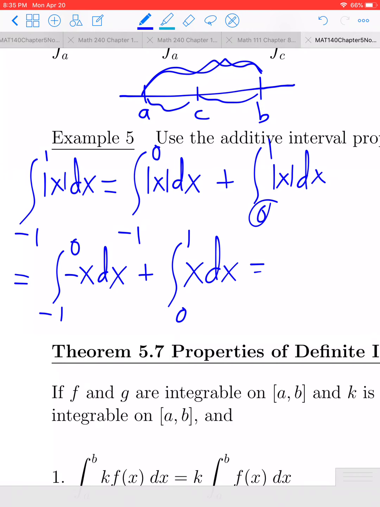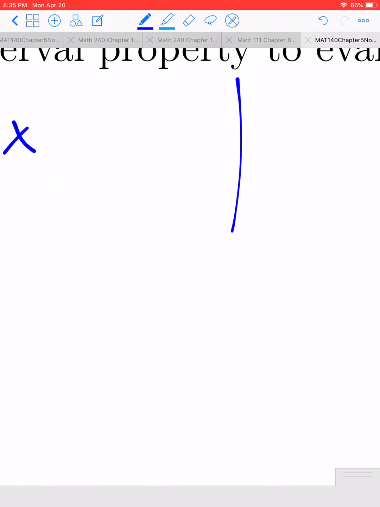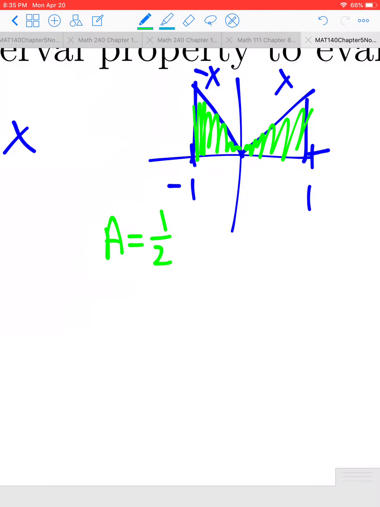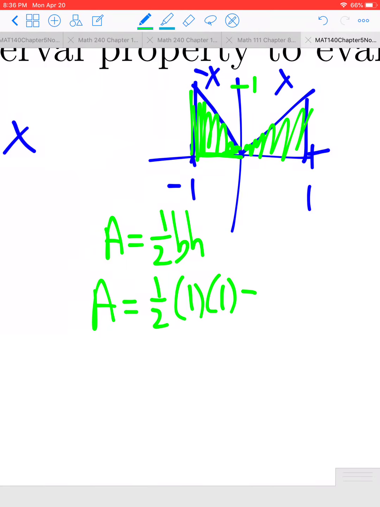If we look at each of these two definite integrals, we can look at them in terms of area. It's going to lie above the x-axis, so each of those pieces is non-negative. Here's the graph of -x. Here's the graph of x. So we can figure out the definite integral by calculating the area of a triangle in this case. We know that the area of a triangle is 1/2 base times height. So the area here is going to be 1/2, with a base of 1 and also a height of 1. So the first triangle has area 1/2.